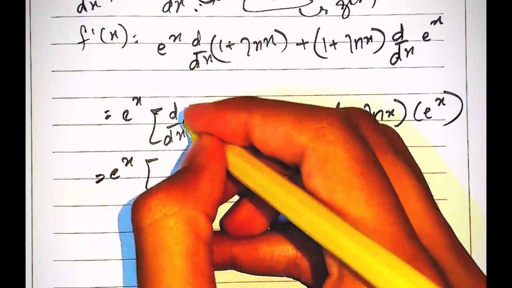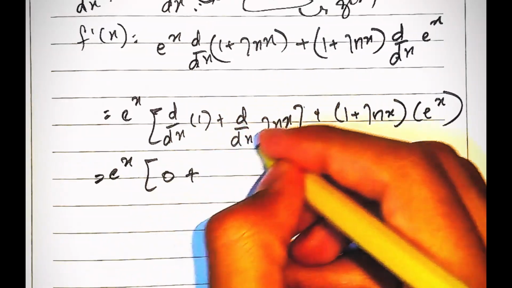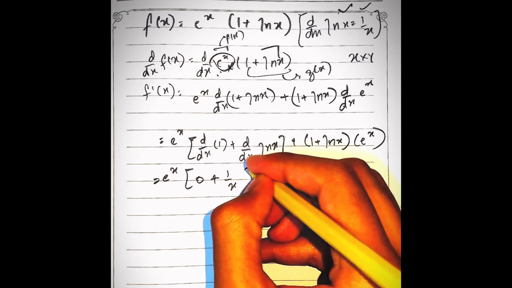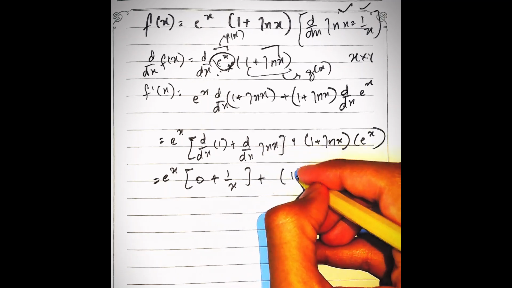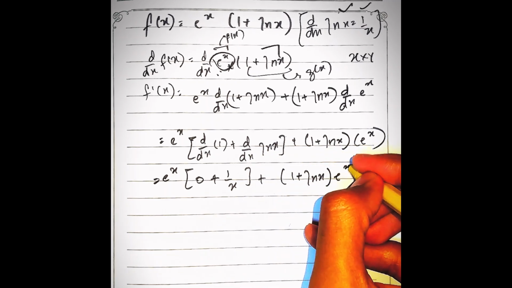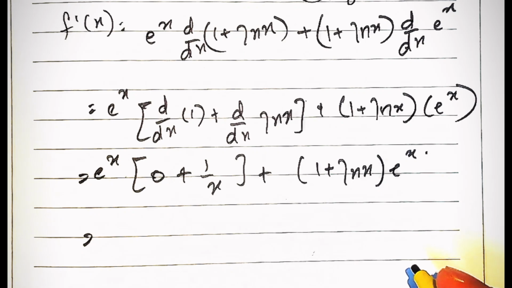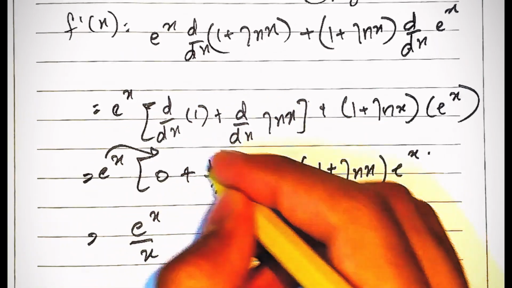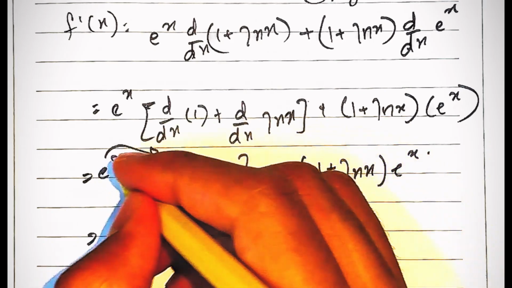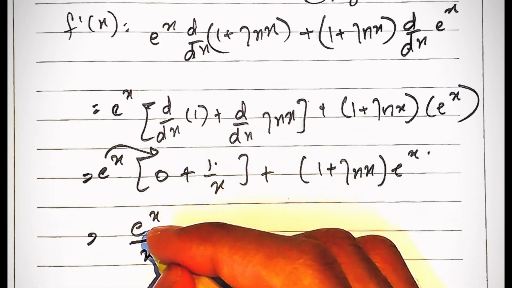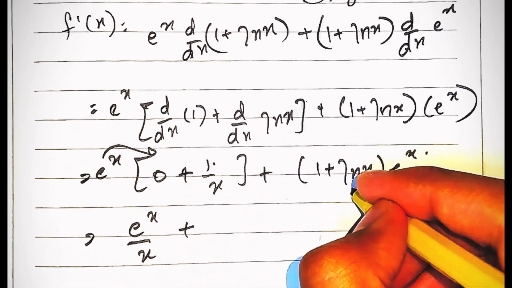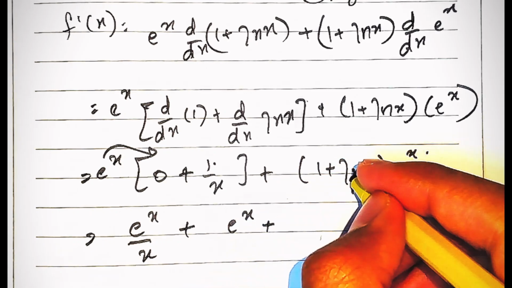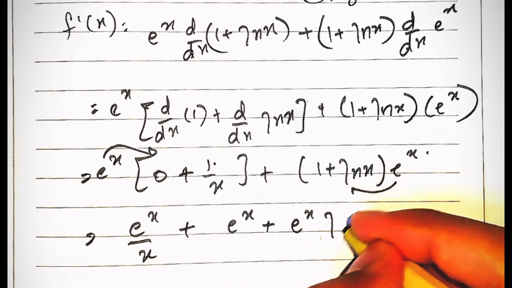So we have e^x, and the derivative of any constant is 0, plus the derivative of natural log of x, which I told you is 1 divided by x, plus (1 + natural log of x) times e^x. Okay, so over here we can multiply this e^x into these terms. So we have e^x divided by x, since e^x was multiplied by 1, giving e^x, with x in the denominator, plus, multiplying these, e^x times 1 gives e^x, plus e^x times natural log of x gives e^x ln x.